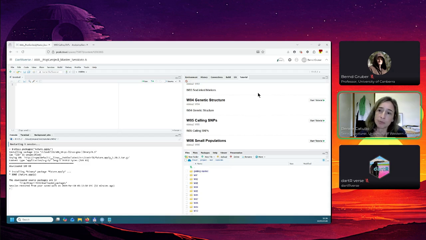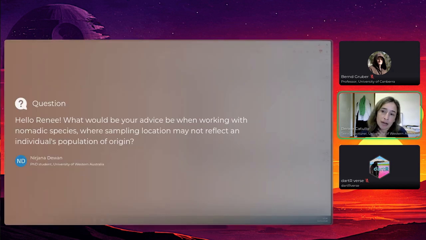So what would be the advice when working with nomadic species where the sampling location may not reflect an individual's population of origin? I would question whether that's not the population of origin. If your species is widespread and wandering, I think that's their biology. It just means their range is really big, right? I don't have a good answer for that one, sorry.